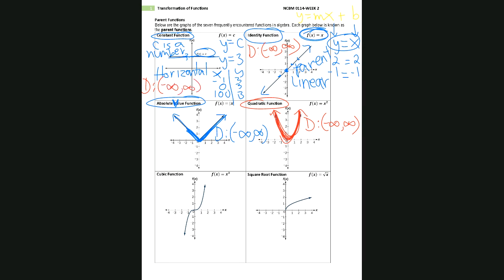Now, once we get to the range, that's going to change slightly because the range is the set of all the outputs, in other words, the y values. And so here you could see the smallest y value is going to be a 0. And the largest, we don't know what it is. That's why we have arrows. So we're going to use the concept of positive infinity.